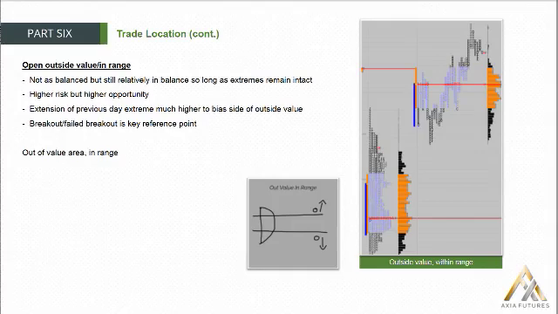Then note again, when we do have these open out of values but in range, we do lean on the previous day's extreme quite a lot as a potential reference point.